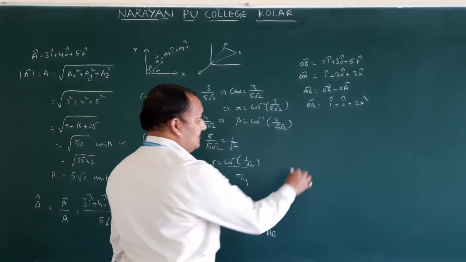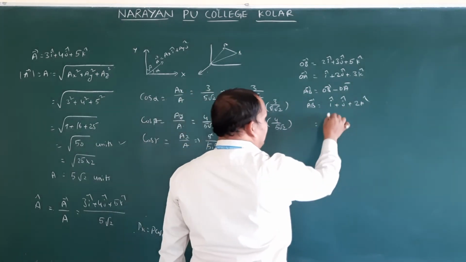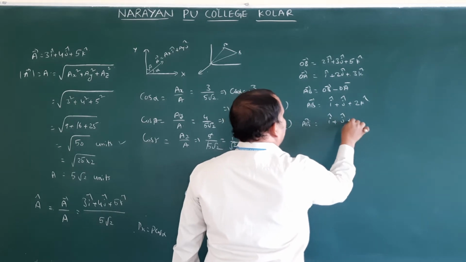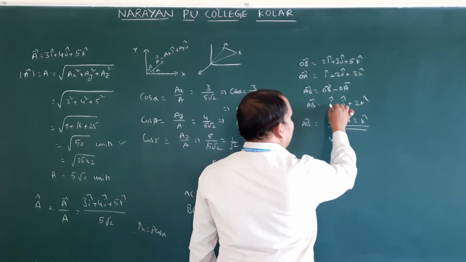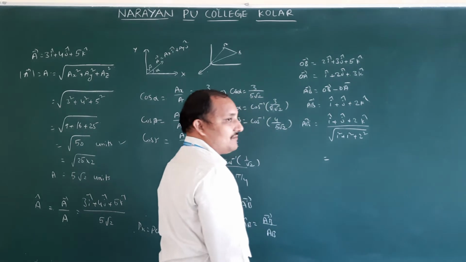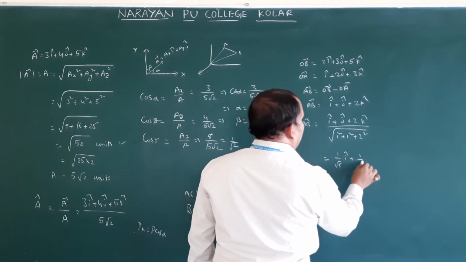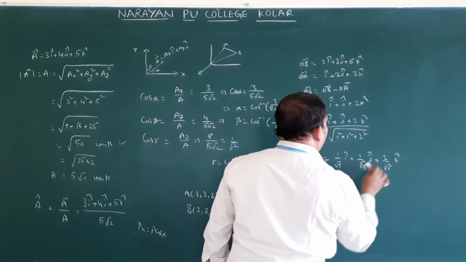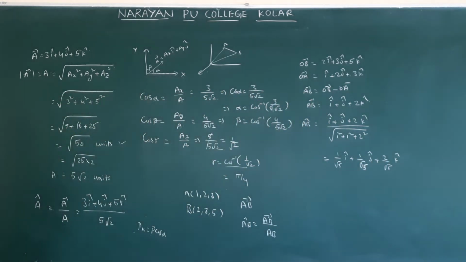Now the unit vector. I have applied this formula: AB bar by AB. AB cap is I cap plus J cap plus 2K cap by the magnitude of AB. The magnitude of AB is nothing but 1 square plus 1 square plus 2 square. So 1 plus 1 plus 4, that is 6. So 1 by root 6 I cap plus 1 by root 6 J cap plus 2 by root 6 K cap. That is the unit vector of AB bar.